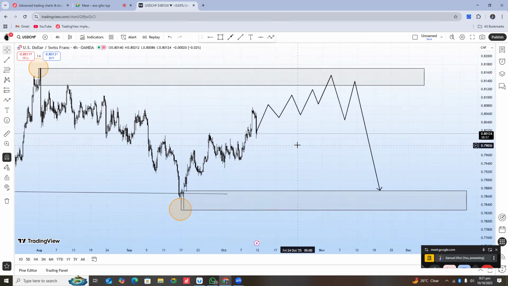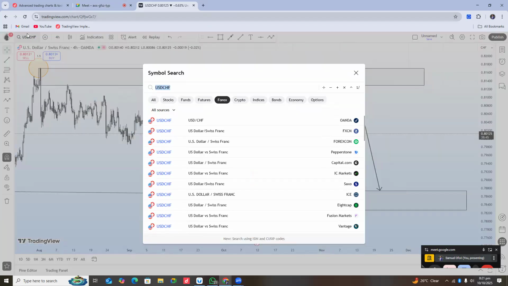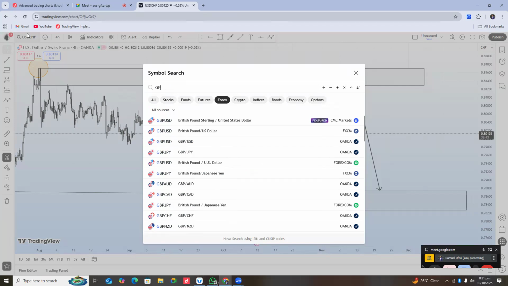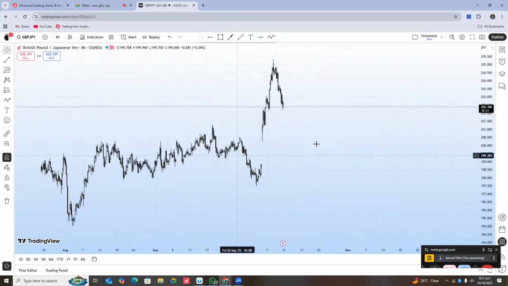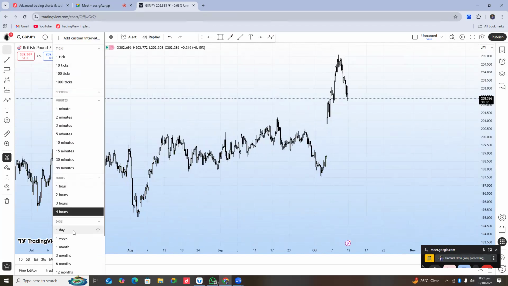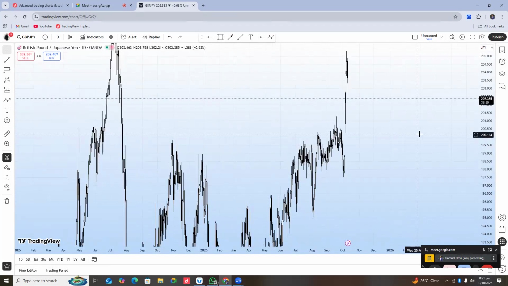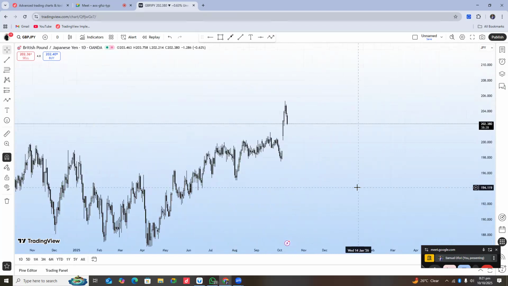So we will look at the second market. I think I have five here. We are going to look at the second market. By the time we get to the third, I think it will be very clear. All right, so the next one that I want us to look at is GBP, JPY. So I have GBP, JPY here. Let me go back to the daily time frame.